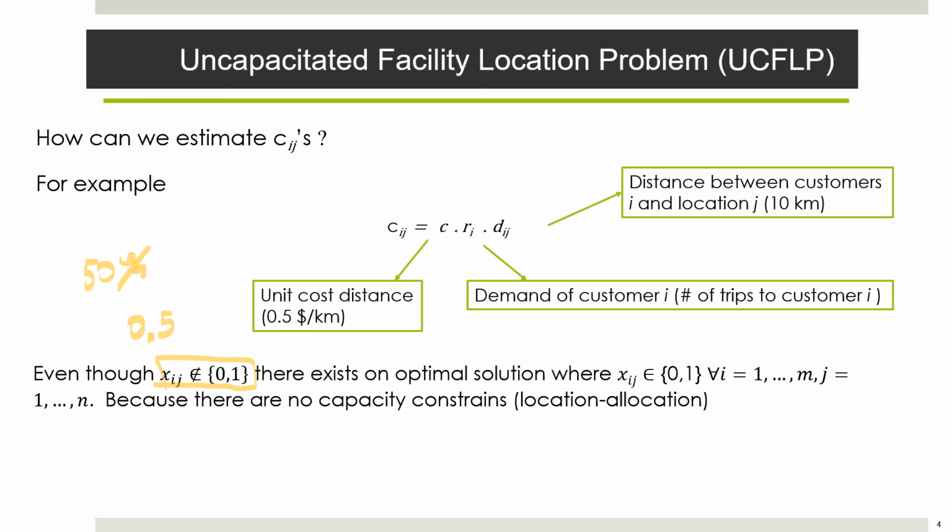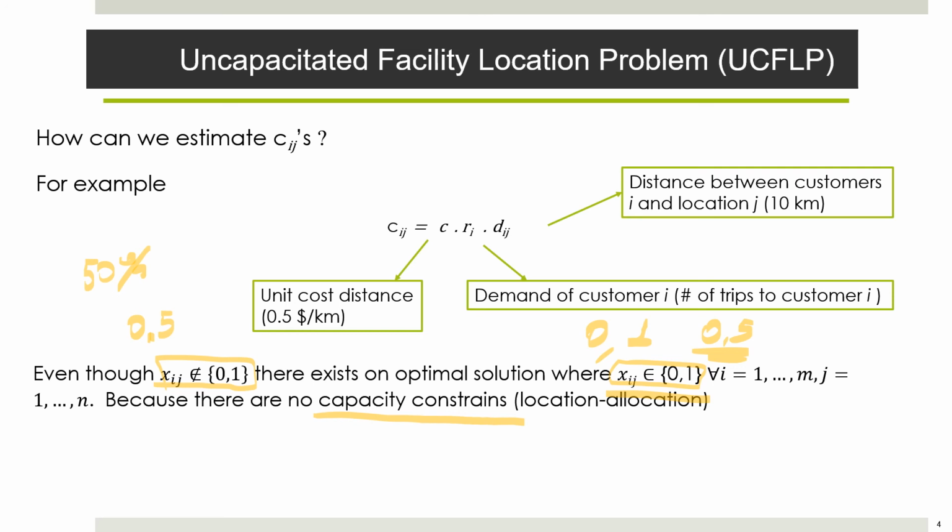What does 0.5 mean? It means 50% of the demand is satisfied from that facility. But the thing is, when you solve this problem, at the end, you find that all decision variables, all Xijs, are either 0 or 1. You will never obtain a value of 0.5. This is a property of incapacitated facility location. Because there is no capacity constraint in this model, even though you don't restrict the decision variables to be zeros or ones, it will take the values of zeros or ones only.